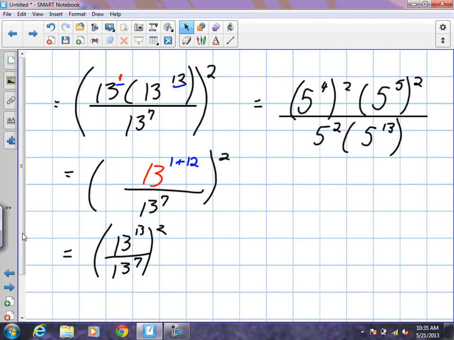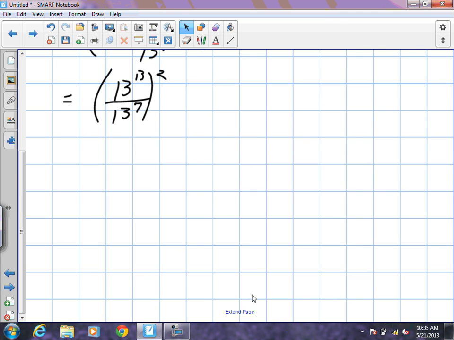We can simplify the brackets again. How can I simplify these two brackets? Well, how can I write them as a single power right now? 13 minus 7. That's right. 13 subtract 7, because there is a division rule here. This will still be to the power of 2.